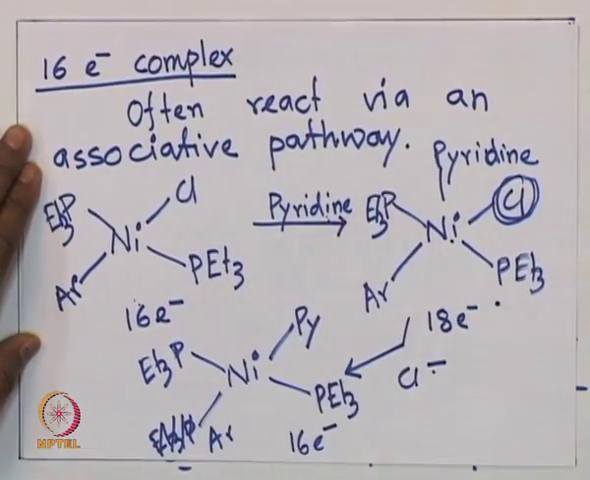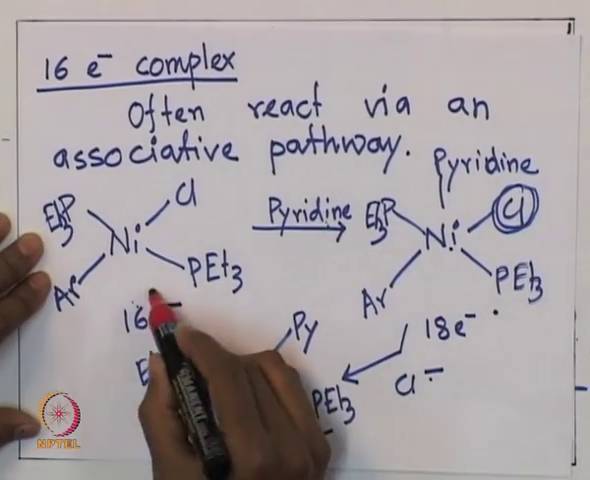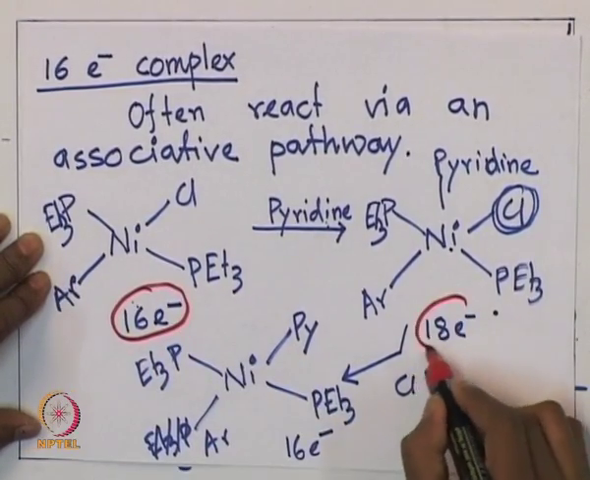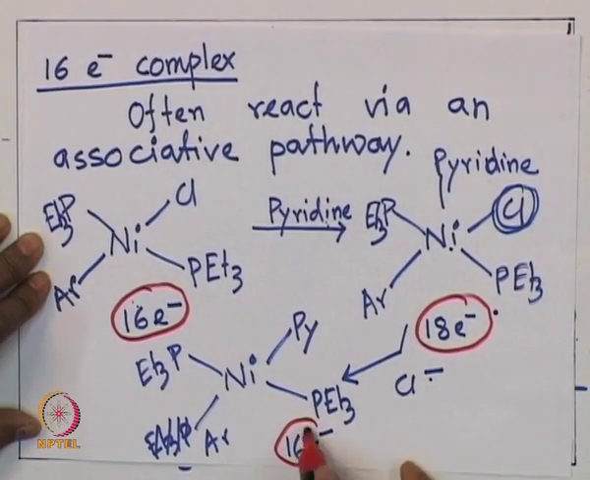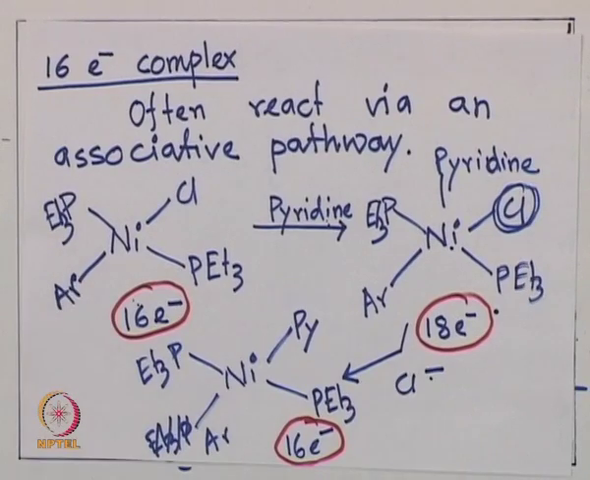Now, as we were discussing this 16 electron complex, the example we were trying to give is this nickel complex, right. A 16 electron complex giving an 18 electron complex and coming back to a 16 electron complex. Now, of course, you might ask me how to prove such a mechanism. Can we gather some information or evidence in support of such a mechanism?